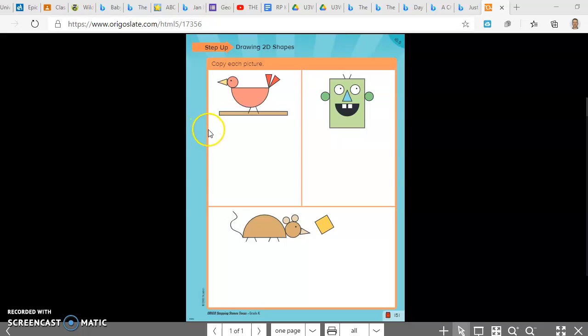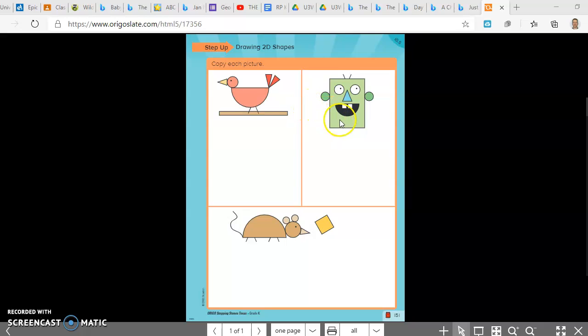Now what shapes do we see? In the first one here, I see a bird, and it looks like his body's a half circle, and then his head is what? A circle. His beak is a triangle, a couple triangles here on the tail, and then one long rectangle for his perch, where he's standing on. And there's a couple lines for his feet. Okay? And on the next one is a robot head.